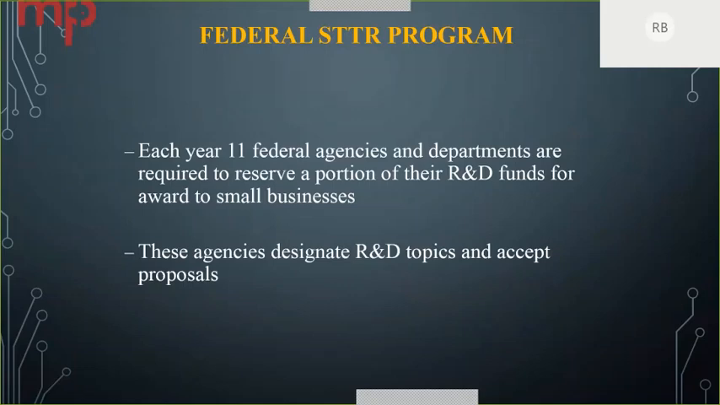Each year, 11 federal agencies and departments are required to reserve a portion of their R&D funds for award to small businesses. These agencies designate research and development topics and accept proposals. So the agencies know what they're working on, they know what they need help with, they put the information out there that we need help on these XYZ topics, and we're inviting small businesses to put in proposals as to whether they can help us with these topics or not.